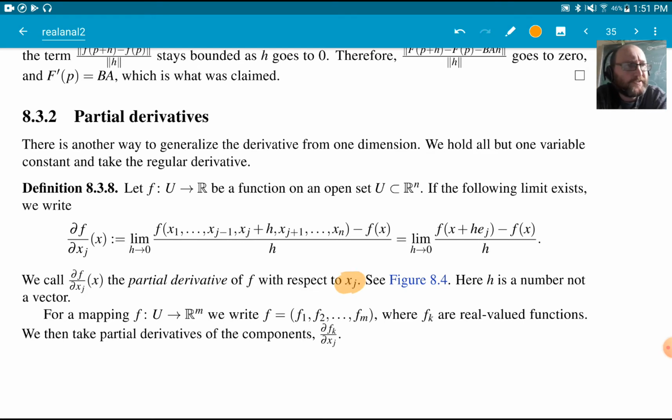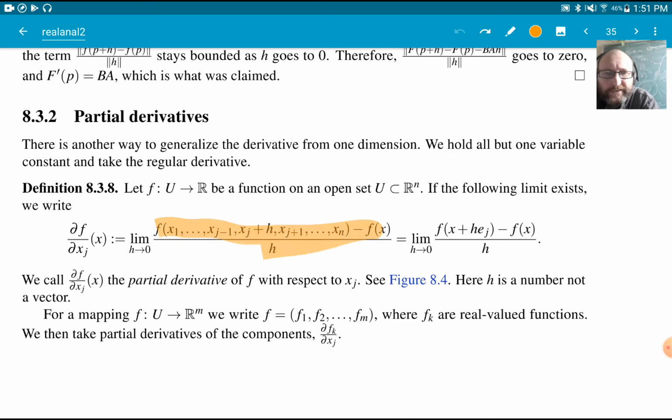move in one of the directions of one of the coordinates, let's say the jth coordinate. So we look at what happens when we shift the jth coordinate by h, where now h is no longer something in Rn. Now it's just a real number, a small non-zero real number. It's supposed to be non-zero, otherwise you're dividing by 0, but we're taking a limit as h goes to 0. So that's what we're looking at.